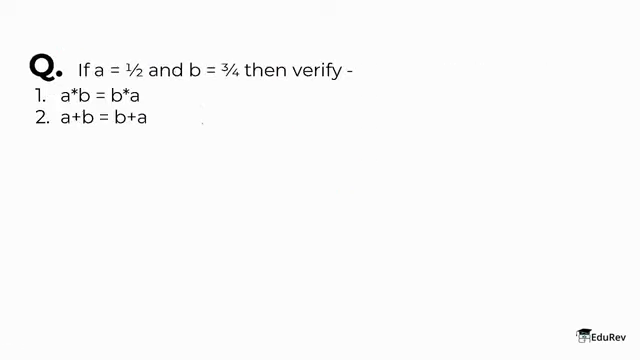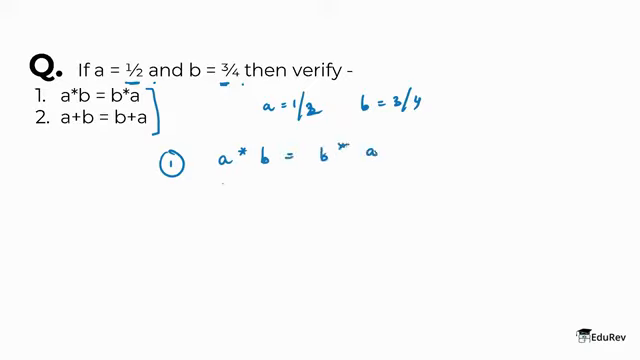Alright, so let's solve this question now. In this question, A is given as 1 by 2 and B is given as 3 by 4, and we need to verify these two equations. So initially we need to verify that A into B will be equal to B into A.